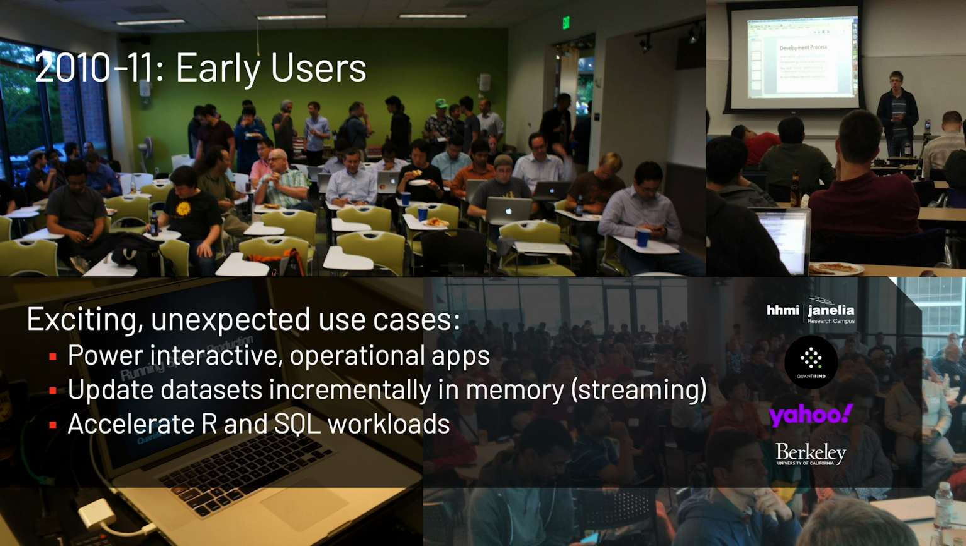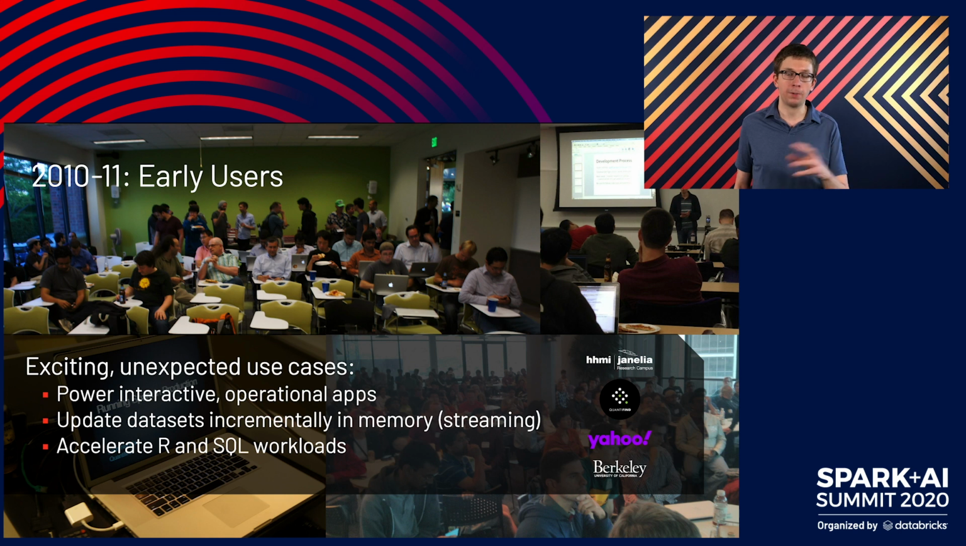For example, there was a group of neuroscientists at Janelia Farm that were monitoring data from the brains of animals and other sensors in real time while they're running neuroscience experiments and building that up using Spark. That was something we had never anticipated. It's obviously very cool to be able to build these operational apps for exploring large data sets.